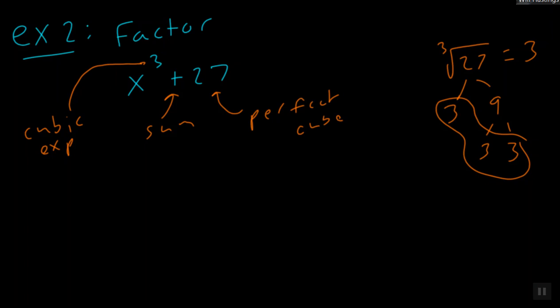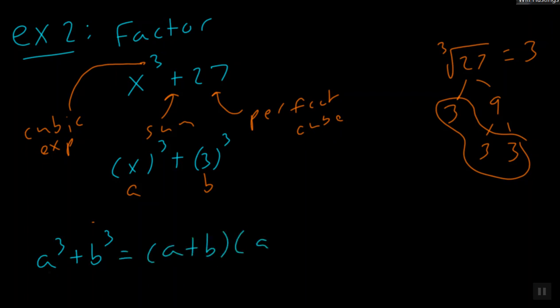Now a couple things. We're now going to rewrite this as x cubed plus 3 cubed. And here we know that our x value is our a term and our 3 is our b term. Now one other thing that I want y'all to note is, let me write out the actual formula. When we have a cubed plus b cubed, that's going to be a plus b, and then a squared minus ab plus b squared.